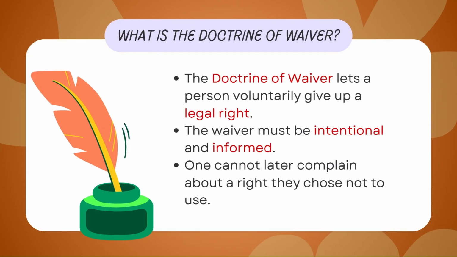The doctrine of waiver means that a person can voluntarily give up or relinquish a right that is available to them under the law. But this waiver must be intentional and informed. It's based on the idea that a person cannot complain later about a right they choose not to use.